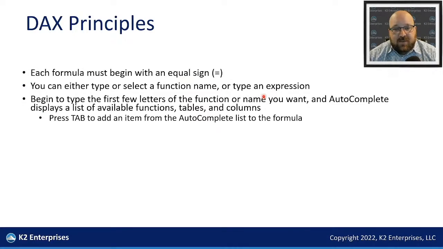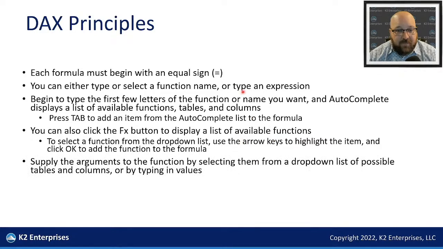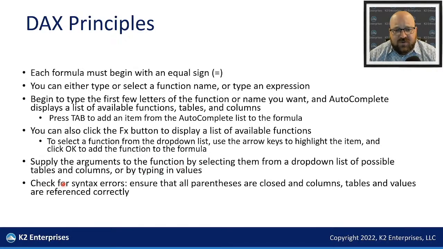You're going to begin to type the first few letters that you want. That autocomplete will display a relevant list of functions. It'll show you whatever tables and columns are in there. Tab is your friend. You hit tab, it'll autocomplete with whatever you want and complete the formula. You can also click the FX button to display a list of available functions based off of what you're doing. You can select a function from the list, or my preference, use the keyboard, arrow down to what you want and then hit tab and it'll autocomplete it. You supply whatever arguments are required for that particular formula, and it will type that out for you. Check it for syntax errors. Make sure everything is complete.